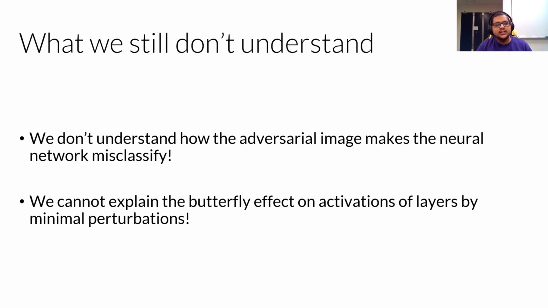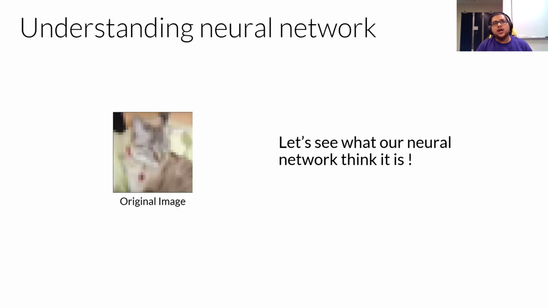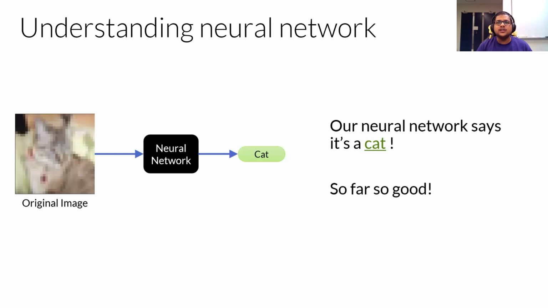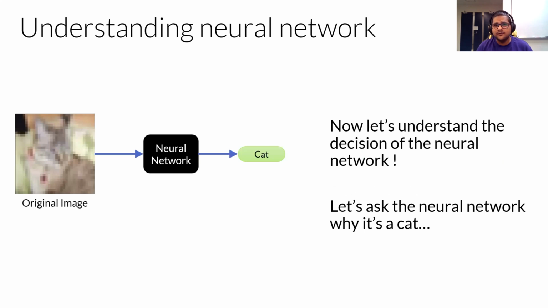But what we don't understand is how these adversarial images make the neural network misclassify. And at the same time, we cannot explain the butterfly effect on the activation of the layers by these minimal perturbations. So first, let's understand how we can understand how a neural network thinks. We have an image of a cat, and let's see what our neural network thinks it is. The neural network thinks it's a cat. So far, so good. But let's also try to understand the decision of the neural network, that is, why the neural network thinks it's a cat.